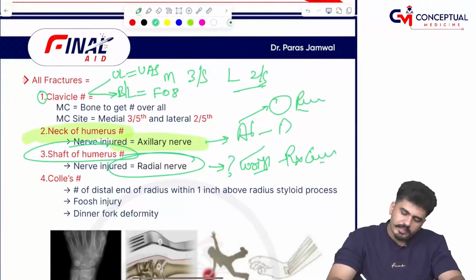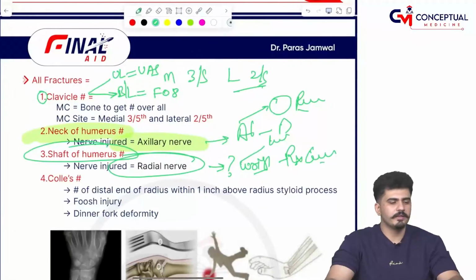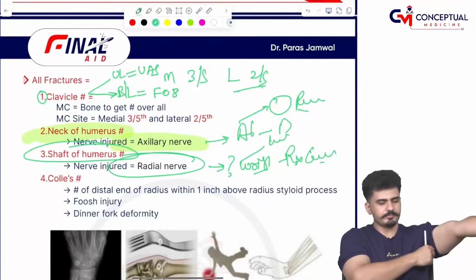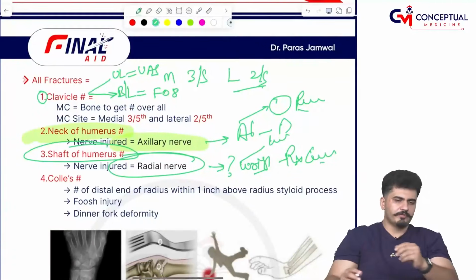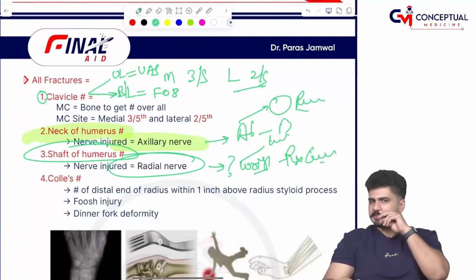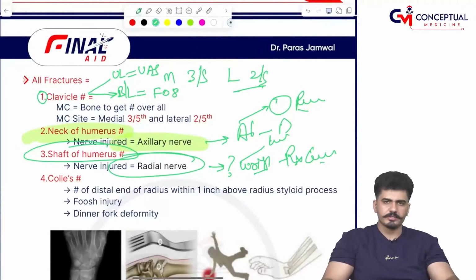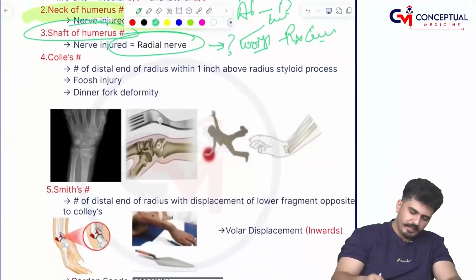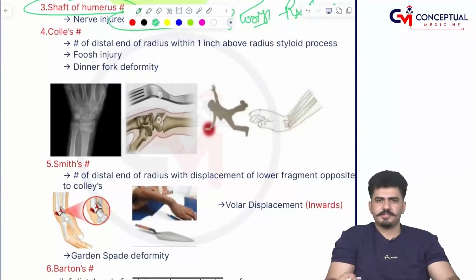What is a non-traumatic cause of a wrist drop? In forensic medicine we have learned, sir. Can you tell me a non-traumatic cause? Sir, lead toxicity. Now Colles and Smith are the two fractures which confuse us.